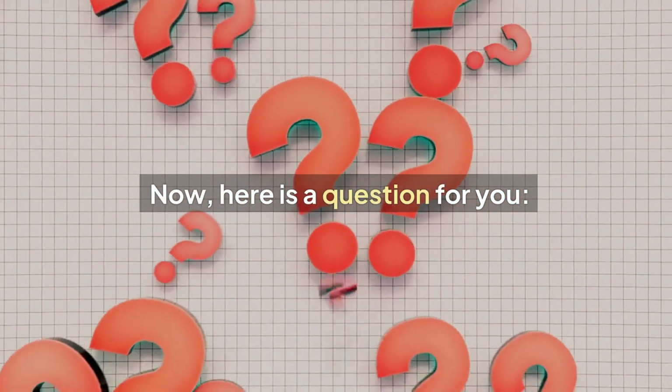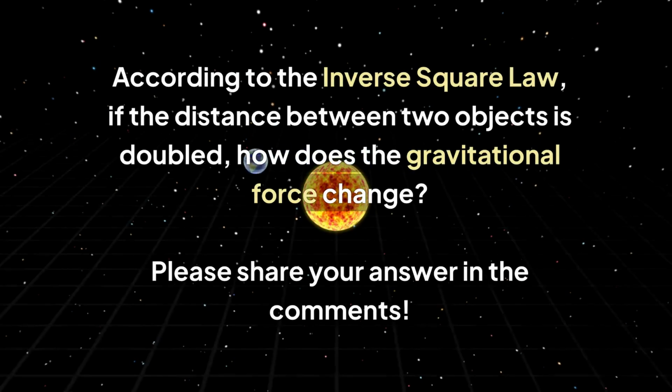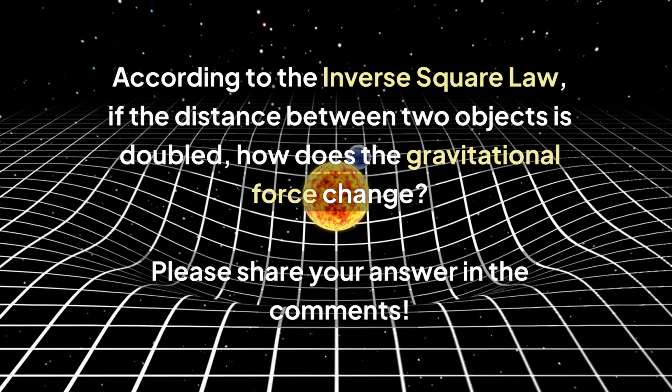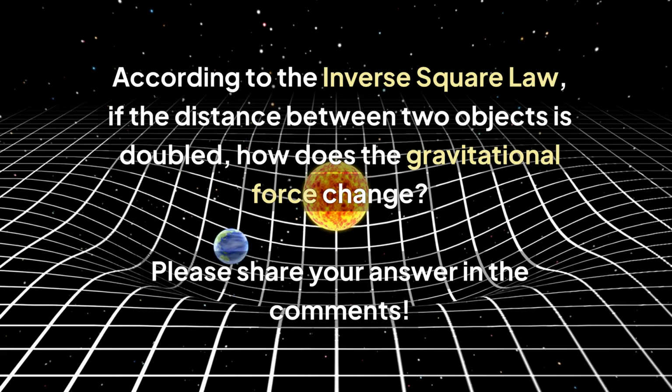Now here is a question for you. According to the inverse square law, if the distance between two objects is doubled, how does the gravitational force change? Please share your answer in the comments.